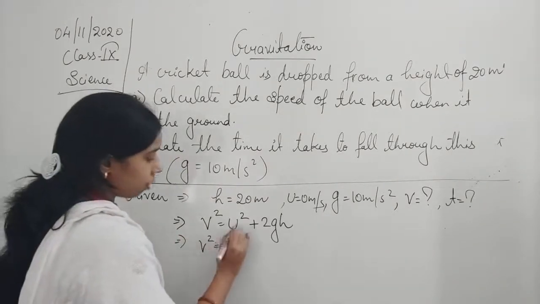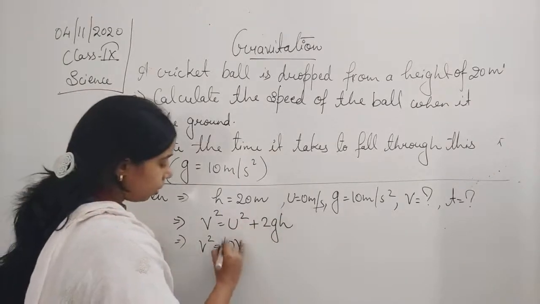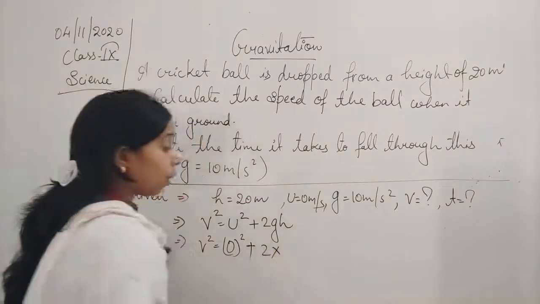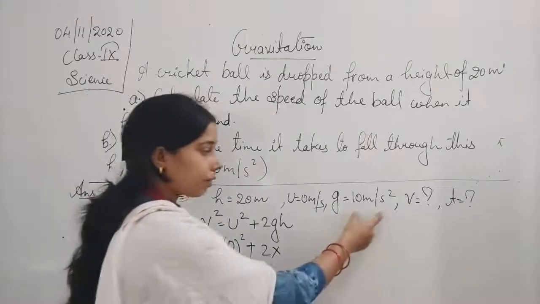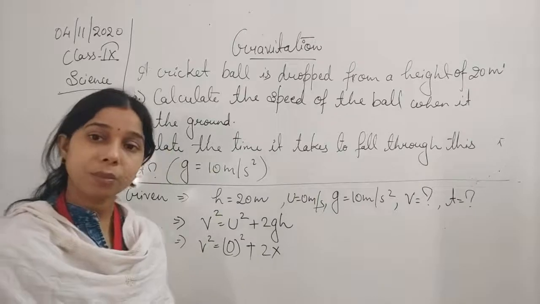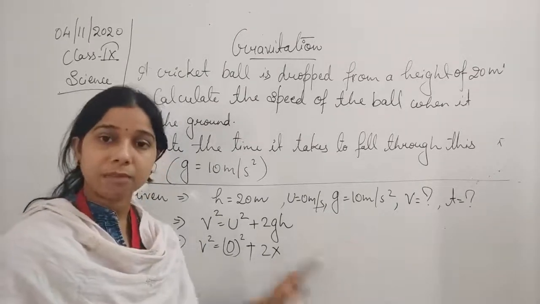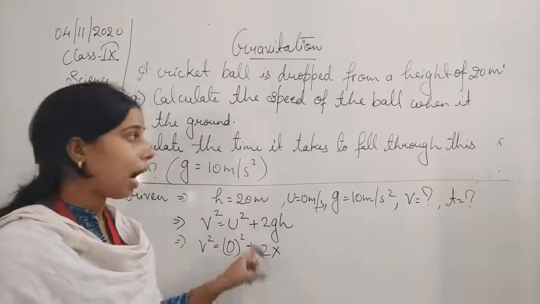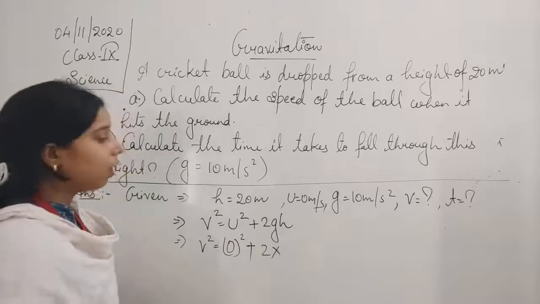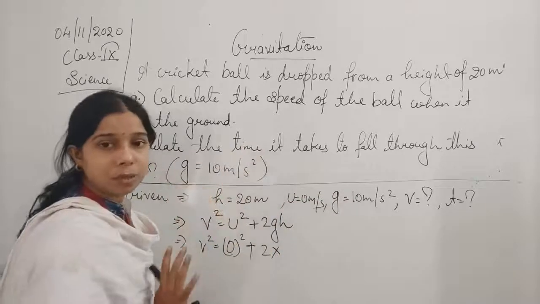v square is equal to u square. What is the value of u? That is 0. So we will write here 0 whole square plus 2 into 10 meter per second square. But the question arises whether it will be negative or positive. It will be positive, students, because it has been dropped from a certain height. When it is dropped from a certain height, g is positive, so we will not write negative here. When it is thrown in the upward direction, that time it will be negative.